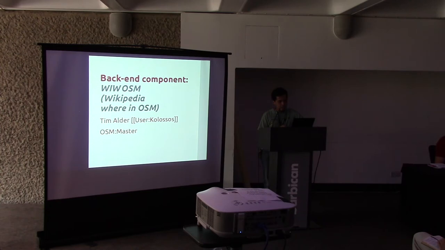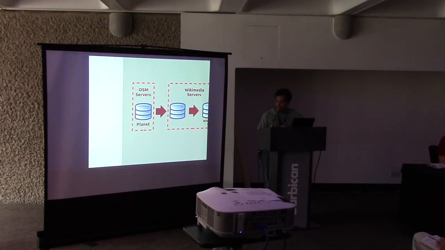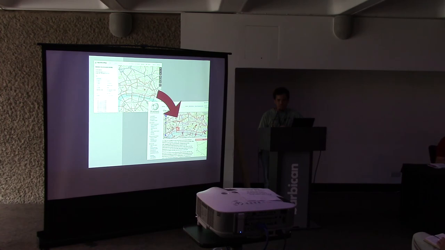And another backend component is WIWOSM, or Wikipedia Where in OpenStreetMap, developed by Kolossos and user master from the OpenStreetMap community. What it is, it's basically the same infrastructure, but instead of having tiles, you have a database. Basically, it's a database of GeoJSON files for each and every object in OpenStreetMap that has been tagged with a Wikipedia article or a Wikidata article. That's what powers the outlines that you see on the maps on Wikipedia. So the same outline that you see on the OpenStreetMap website can also be obtained from the Wikipedia article.